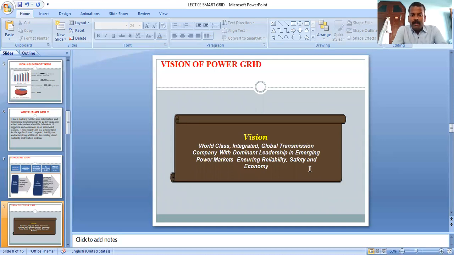Vision of the power grid. Our power grid must be world-class: an integrated global transmission company with dominant leadership in emerging power markets. As you know, the whole world is becoming a village. Hence, there is a challenge to become dominant leaders in emerging power markets and to ensure safety and economy. These are the vision of the smart power grid.